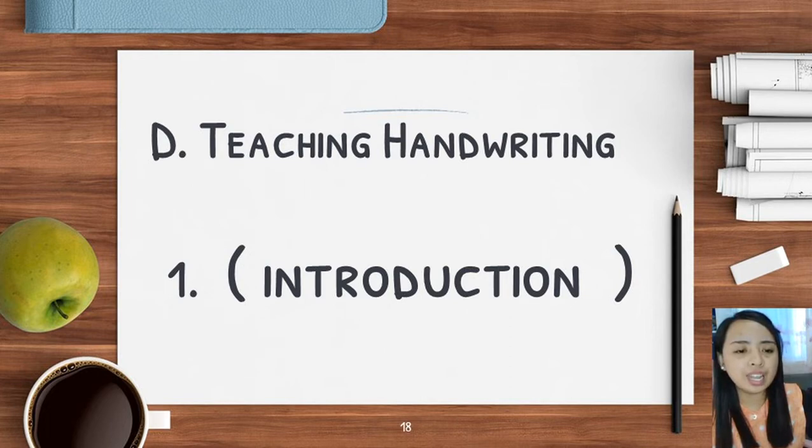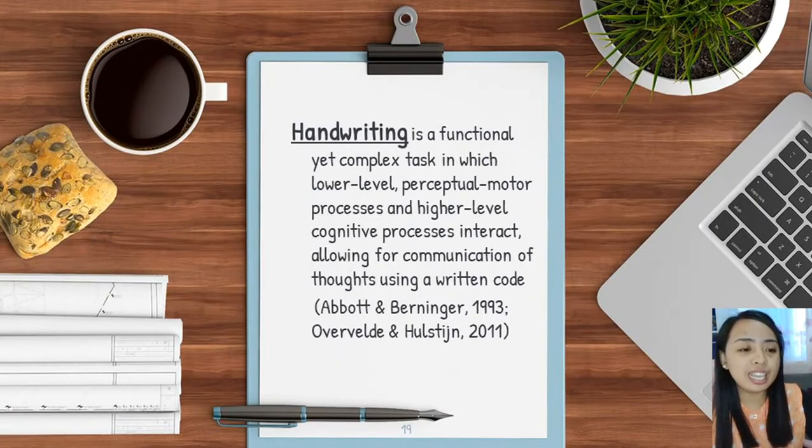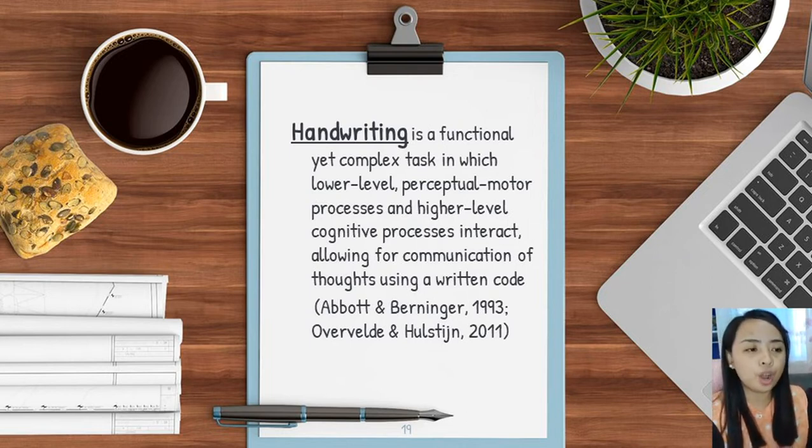Okay, next we will be discussing teaching handwriting, the introduction of it. So when we say handwriting, it is a functional yet complex task in which lower level perceptual motor processes and higher level cognitive processes interact, allowing for communication of thoughts using a written code. It is from Abspen and Berninger 1993 and Overveld and Holstein 2011. So when we say handwriting, it is the writing done with a writing instrument such as pen or pencil in the hand. Handwriting rather includes both printing and cursive styles.